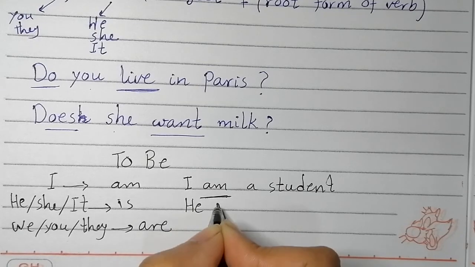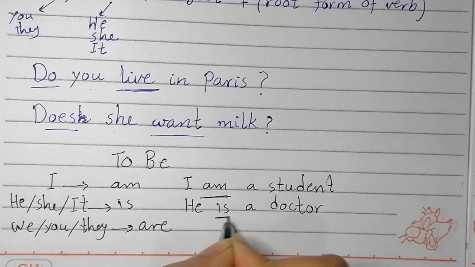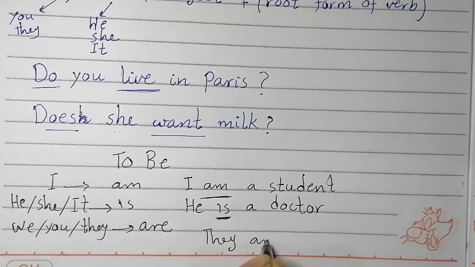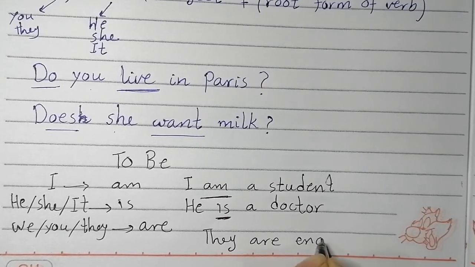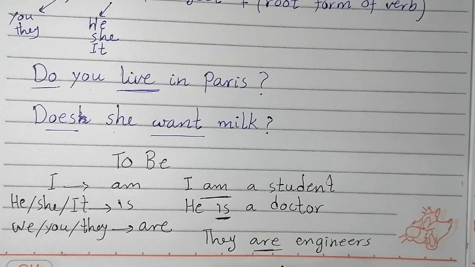Also, he is a doctor. He's a doctor. Is, verb to be. They are engineers. Okay, they are engineers. I wish you understand today's video, which is about present simple tense or simple present tense.